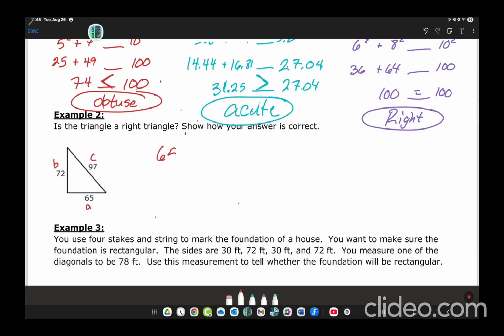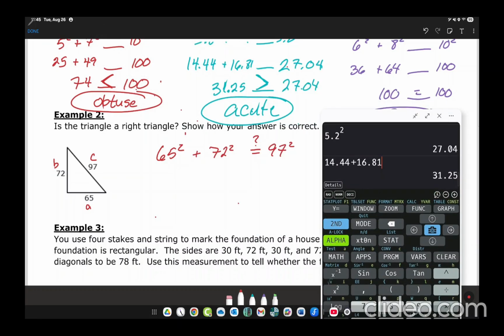So 65 squared plus 72 squared, does that equal 97 squared? That's the question. If it does, the answer is yes. If it doesn't, your answer is no. So let's get a calculator because I don't know what these are.